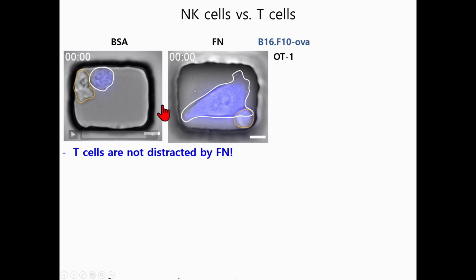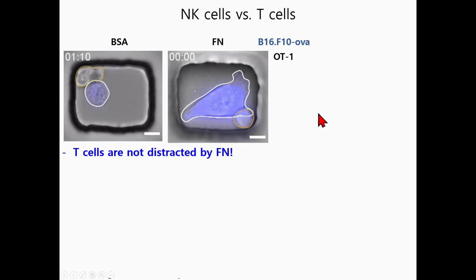But when we compared the NK cells with T cells, we used B16F10 OVA and OT1 mouse. With BSA, again, there is no adhesion of cancer cells, and the OT1 cells engage, make a stable synapse, and kill.